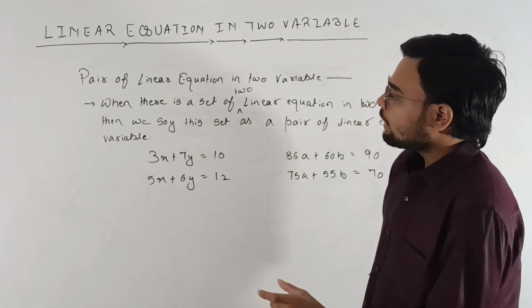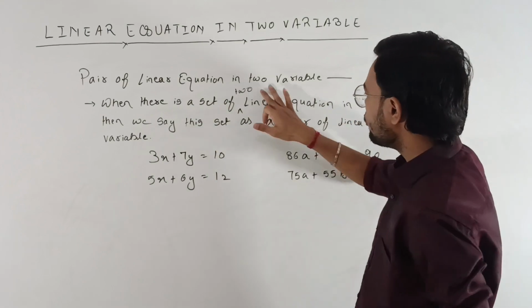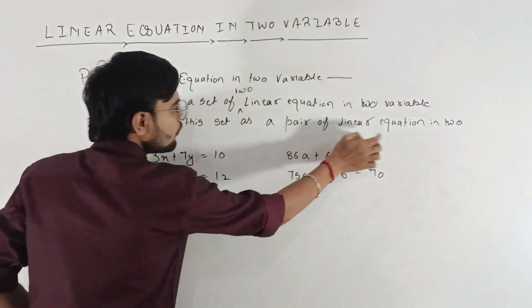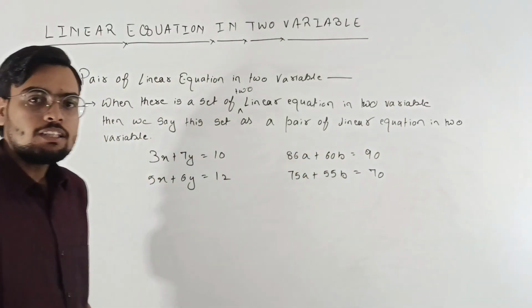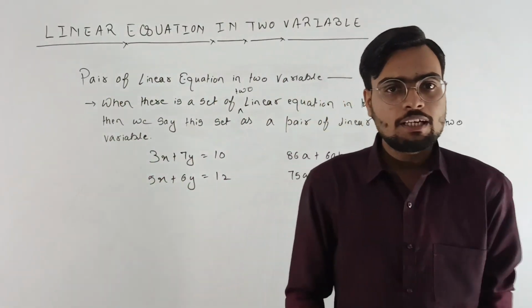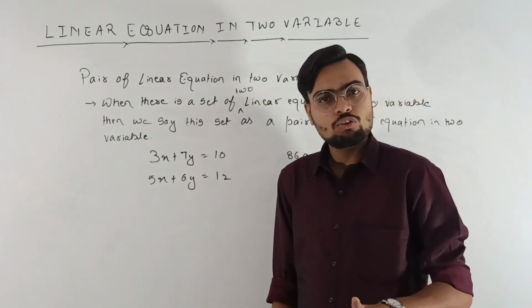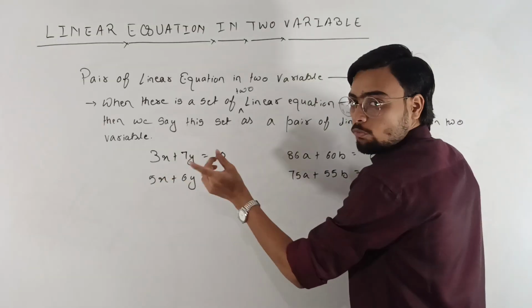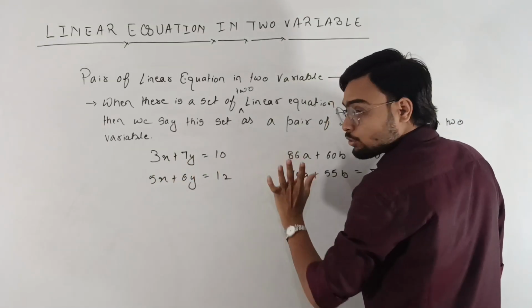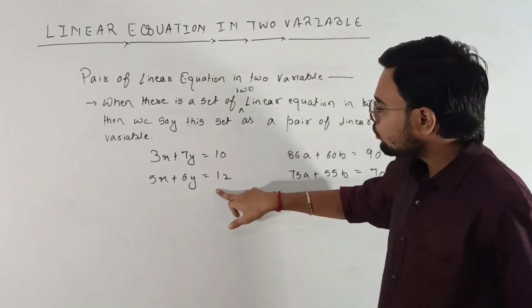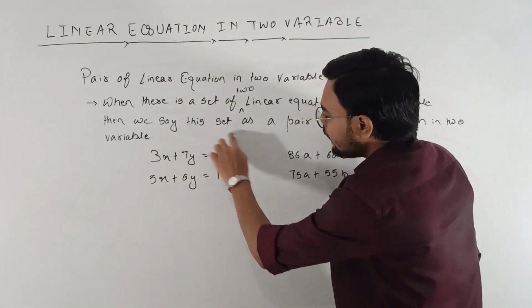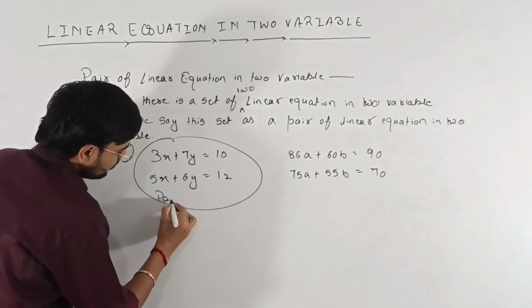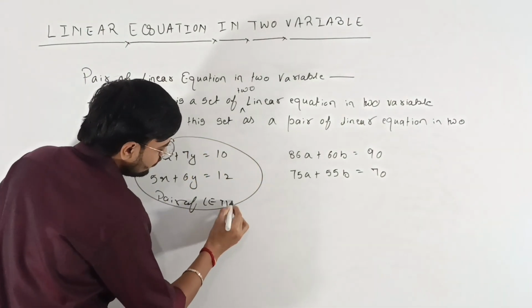What is a pair of linear equations in two variables? When there is a set of two linear equations in two variables, then we call this set a pair of linear equations in two variables. Let's see an example. Suppose we have one linear equation in two variables, 3x plus 7y is equal to 10, and another is 5x plus 6y is equal to 12. Now if these two make a set, then this set is called a pair of linear equations in two variables.